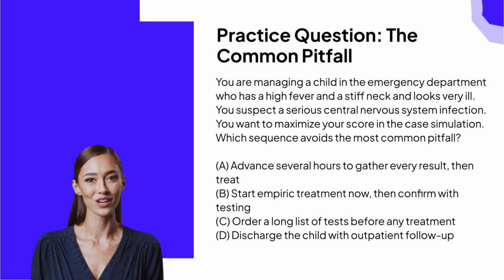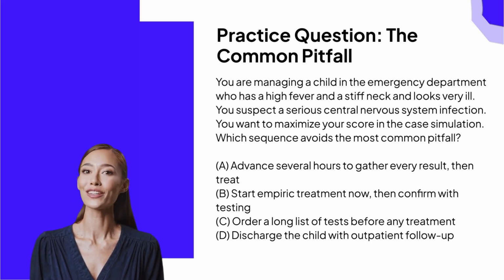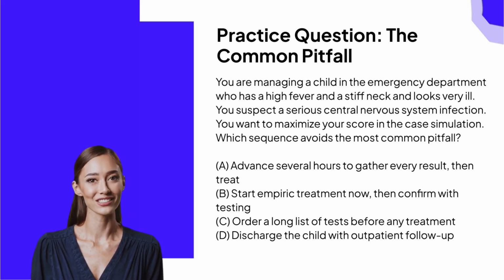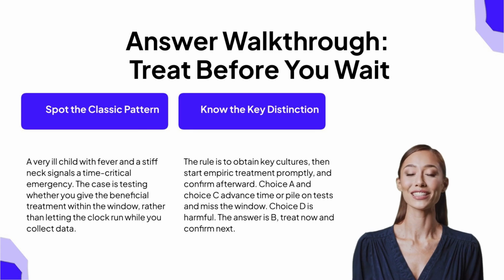Option A, advance several hours to gather every result and then treat. Option B, start empiric treatment now and then confirm with testing. Option C, order a long list of tests before giving any treatment. Option D, discharge the child with outpatient follow-up. Think about the timing trap we just described and choose the sequence that protects the patient. Let us spot the classic pattern.